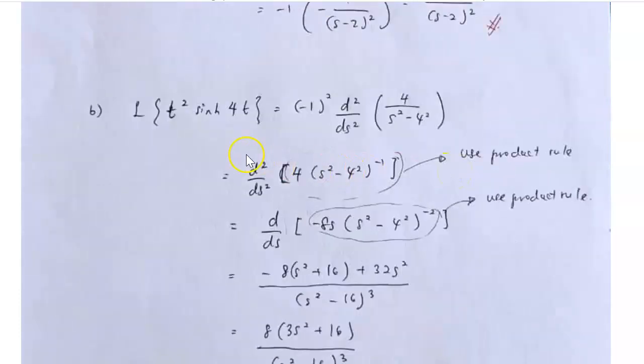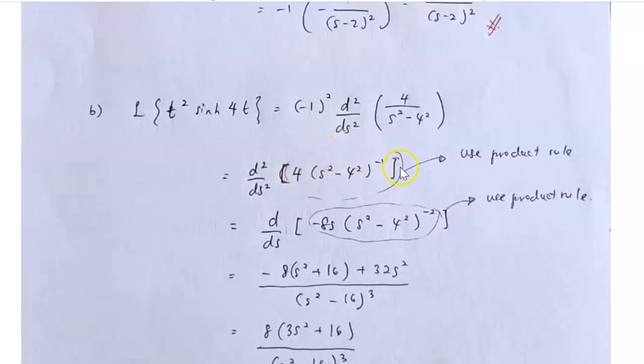Okay, so next example. Find Laplace of t squared sin 4t. So negative 1 squared, n is 2, d squared over ds squared. Laplace transform of sin 4t is 4 over s squared minus 4 squared. Negative 1 squared is 1, so leave it. So d squared over ds squared of 4 over (s squared minus 4 squared).